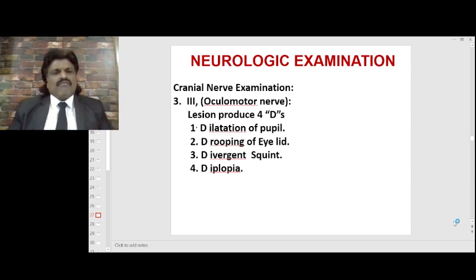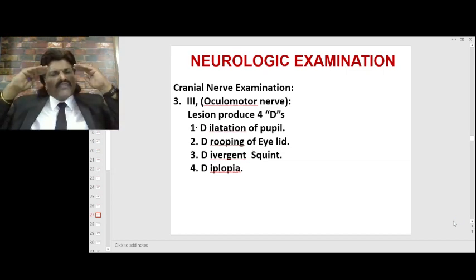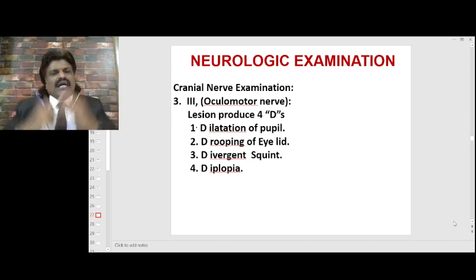So the answer for why there is a dilatation of the pupil after death is that parasympathetic has got more control over the pupil than sympathetic. The other manifestations of the third nerve are the drooping of the eyelid. Because the levator palpebrae superioris is affected, there will be drooping of the eyelid.